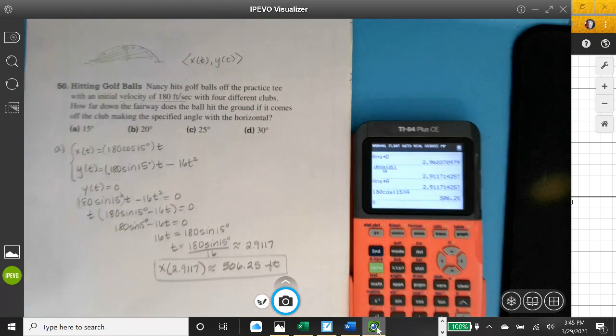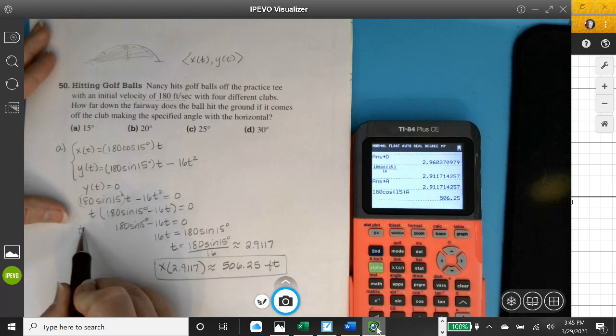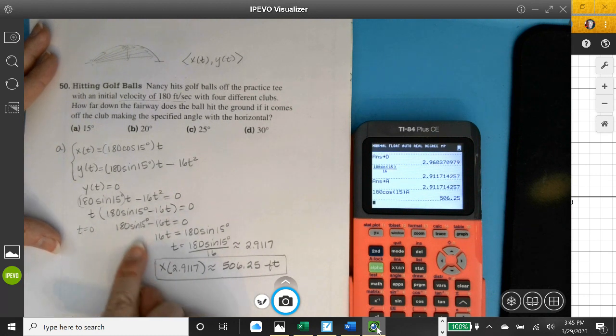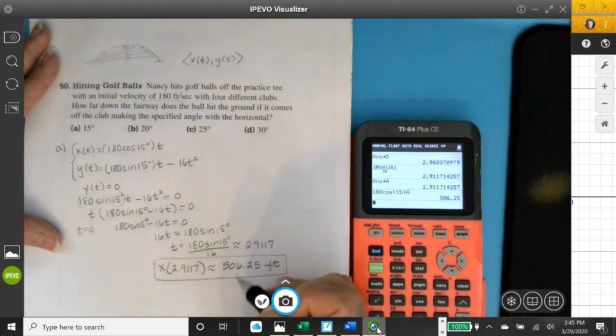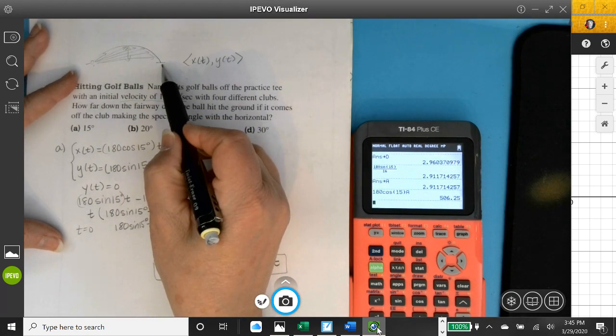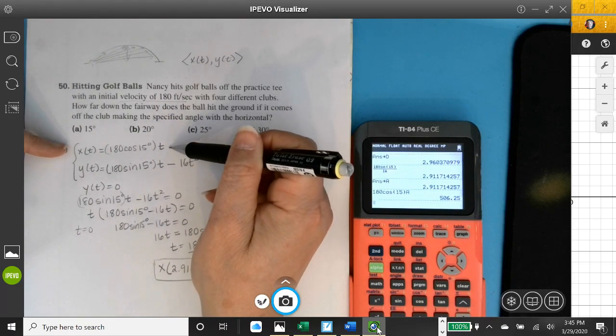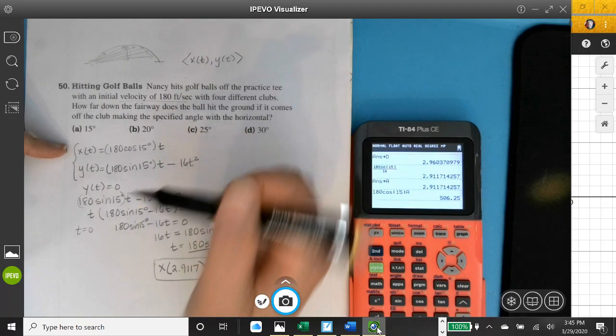So how do we solve this problem? We set the y equal to 0 to find out when it's on the ground. Well, it's on the ground at t equals 0 because that's where we started. And you set the second component equal to 0 and solve for t. And then once you know how long it takes to get on the ground, you can find out how far it went, because then you know how long it was in the air.